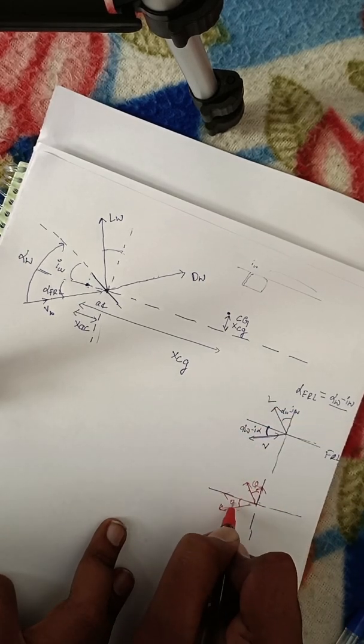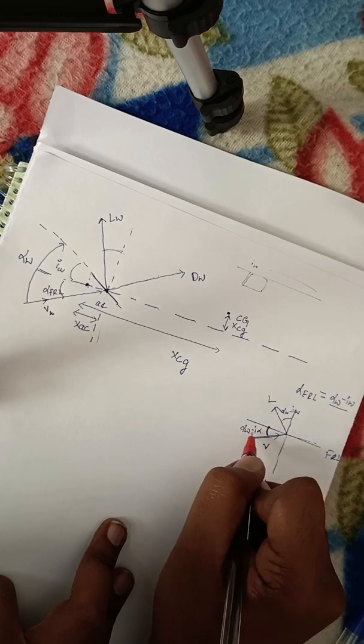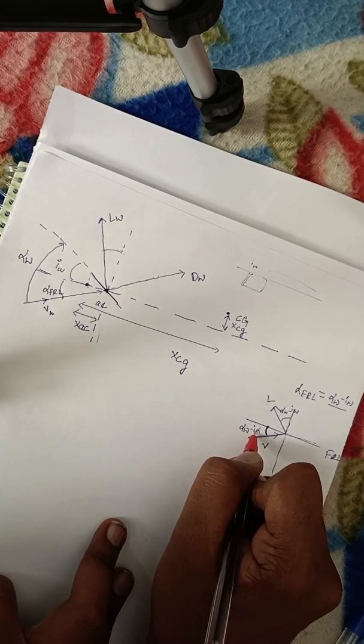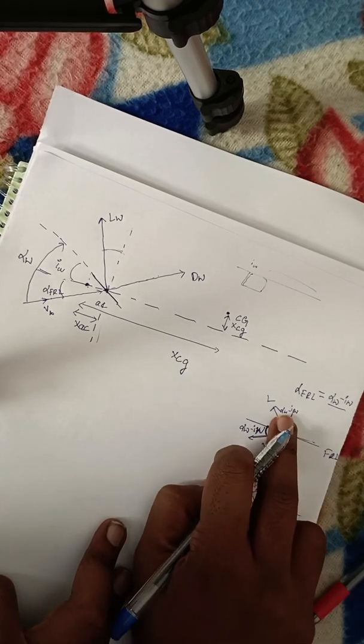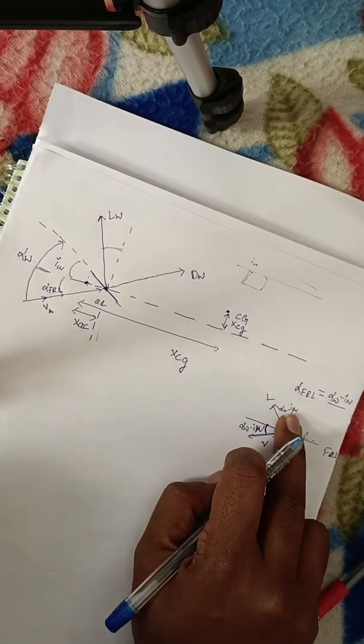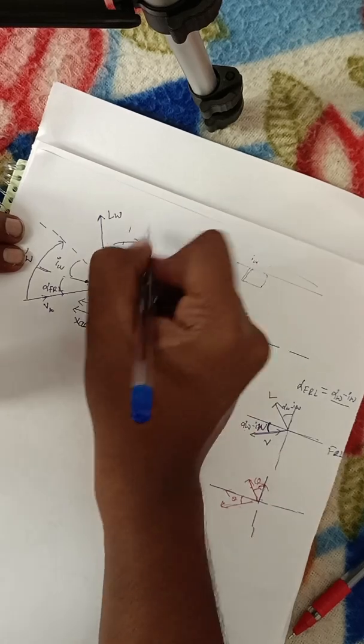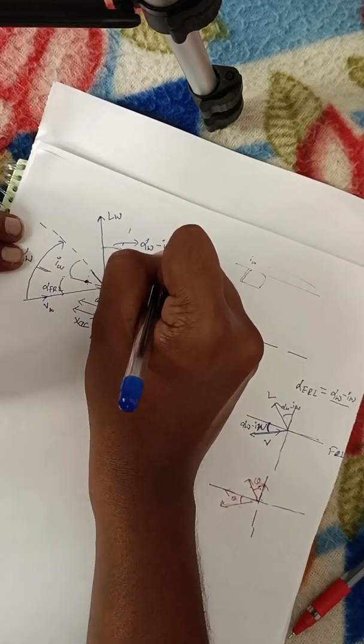If this is theta, this one is also theta, because these two are also perpendicular. This is alpha W minus psi W, the wing setting angle, and this is also alpha W minus psi W, the wing setting angle. So what is this angle? Alpha W minus psi W.